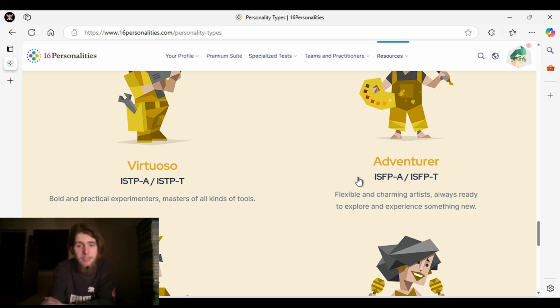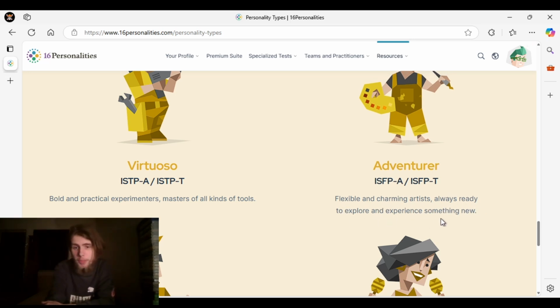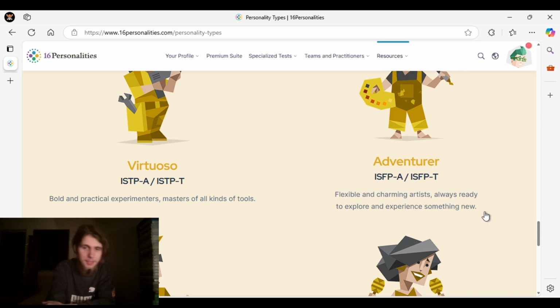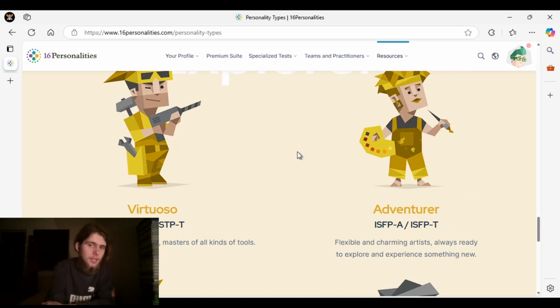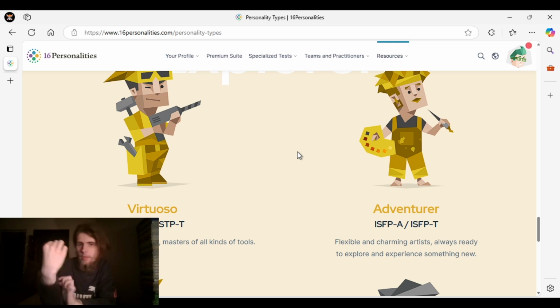So the next one is the adventurer, the ISFP, flexible and charming artists, always ready to explore and experience something new. They're more like artists, basically. They tend to find meaning in some sort of art. Pretty much, that's how they work.